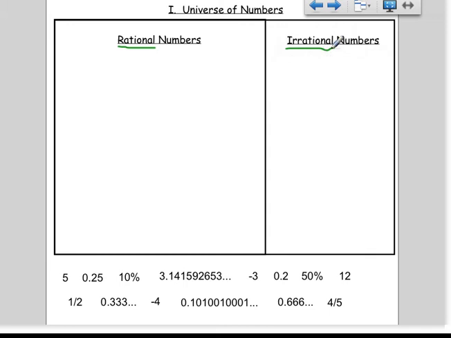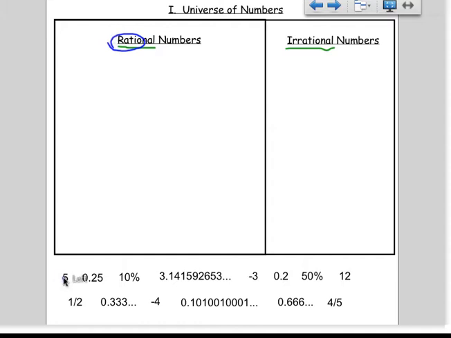When you think of a rational number, the key word is ratio. You're trying to find numbers that can be expressed as a ratio. So you see all these numbers on the bottom, and I'm going to group them into either rational or irrational numbers based on whether I can turn them into a ratio of integers. That means a fraction that has an integer on the top and an integer on the bottom.